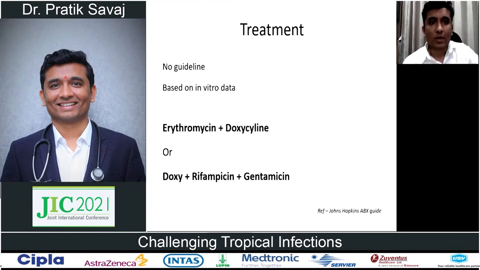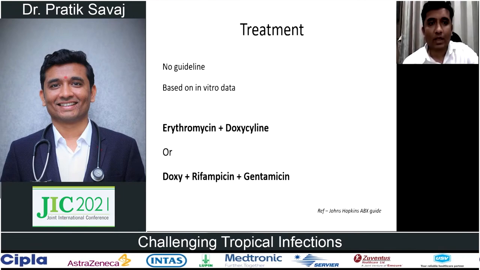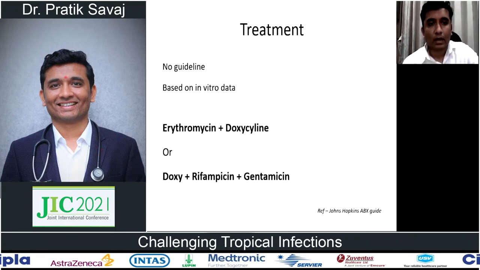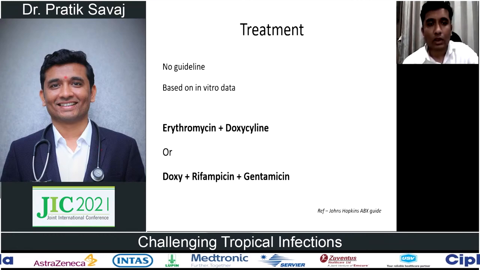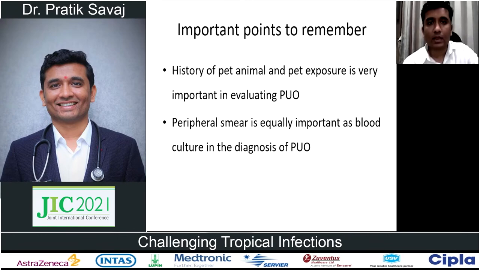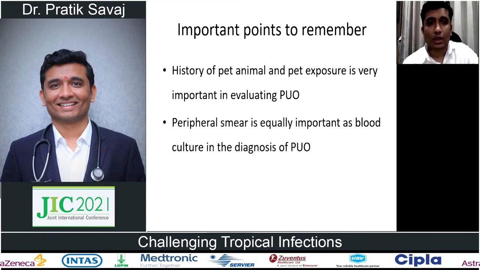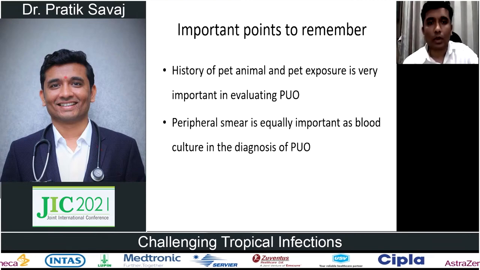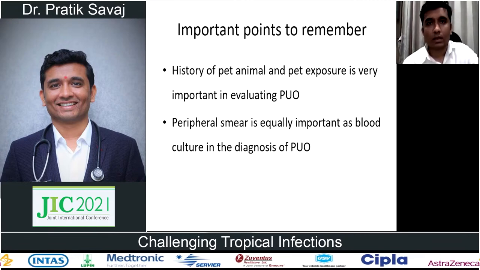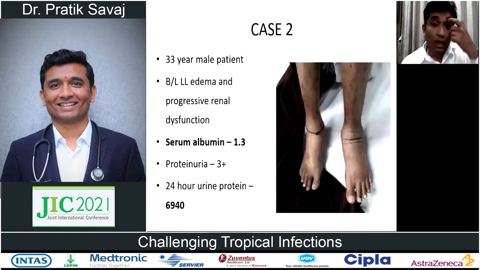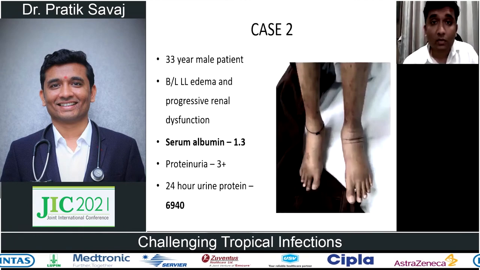There is no specific guideline. We treat based on the individual data. Either you can give erythromycin or doxycycline, or doxycycline with erythromycin in general. So I want you to remember that history and peripheral smear are equally important in evaluating PUO and getting the final determination of the report. Let's go to the next topic.